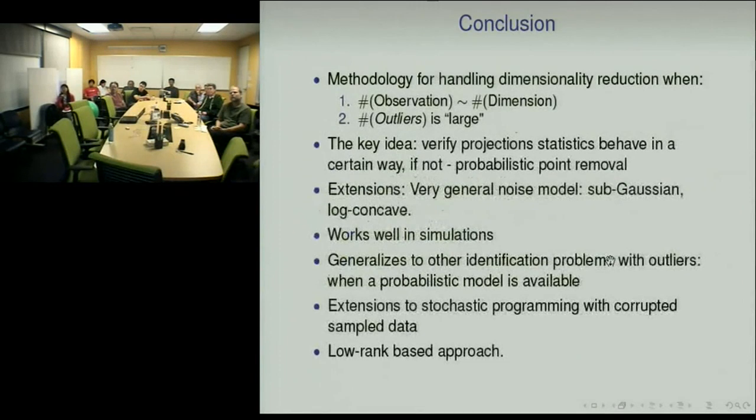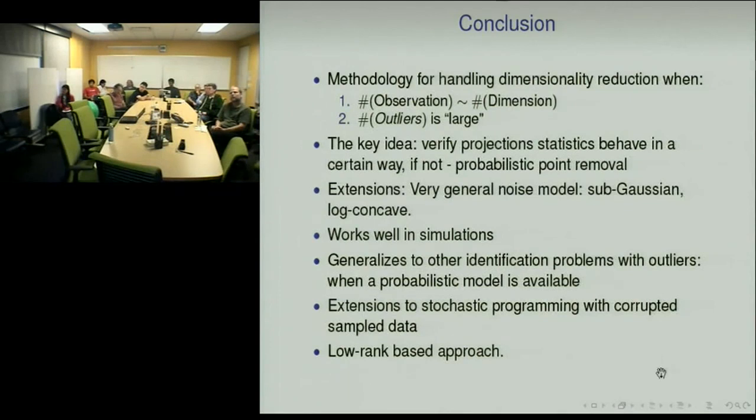Okay, so to conclude, this talk and this line of research is the first step to handling the case where observations and dimension are essentially the same, and you have a lot of outliers. That's a setup that, at least in problems I've been working on, is quite important. The key idea is that you project to a low-dimensional space. You have some robust statistics there. You verify it. If it looks right, you're happy. If it doesn't look right, you discard points that do not match what you think it should be.